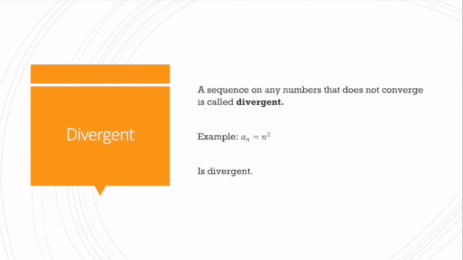So, for example, a sequence of numbers that does not converge is called divergent. Let's take a look at this. A sub n equals n squared. If I have a sub 1, 1 squared is 1. A sub 2, 2 squared is 4. A sub 10 would be 10 squared, which is 100. A sub 100 would be 10,000, right? Our number keeps getting bigger and bigger and bigger. It doesn't converge to anything. It doesn't have a common ratio. So we would say this is divergent.